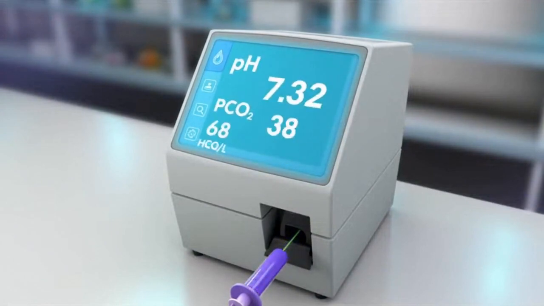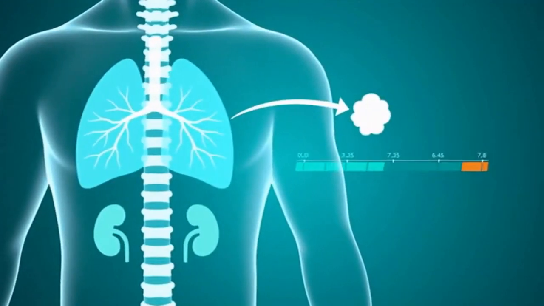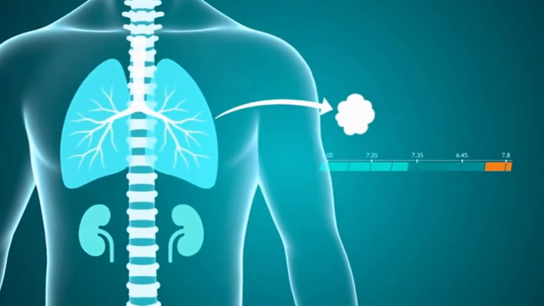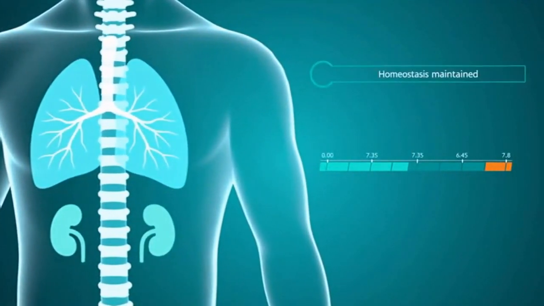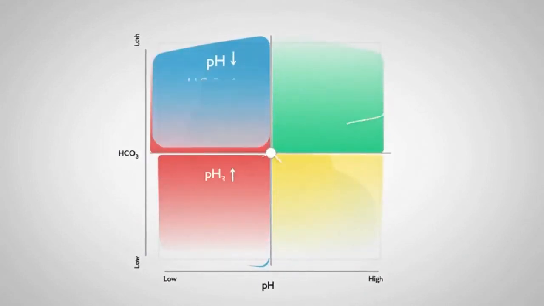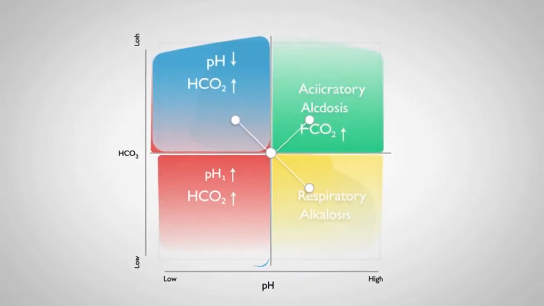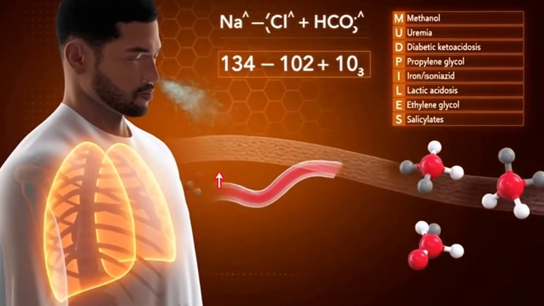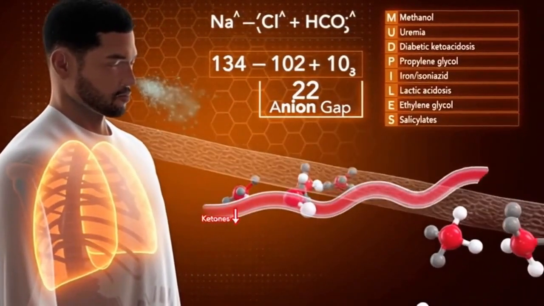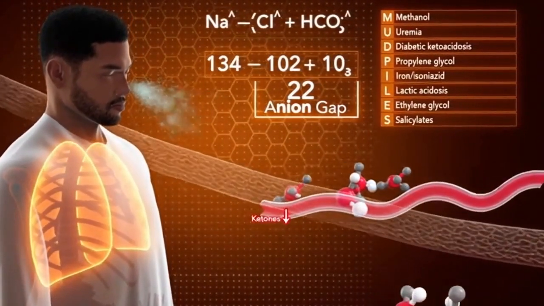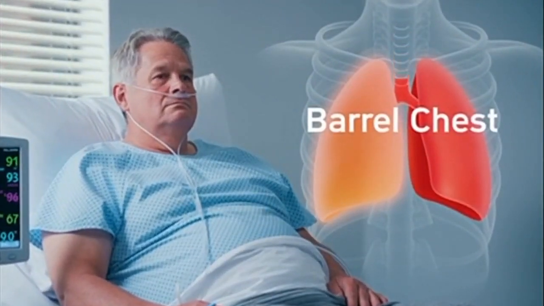In metabolic acidosis, the most important next step is calculating the anion gap. Sodium minus chloride minus bicarbonate. Normal is 8 to 12. An elevated anion gap indicates accumulation of an unmeasured acid. The mnemonic MUDPILES captures the causes: methanol, uremia, DKA, propylene glycol, isoniazid, iron, lactic acidosis, ethylene glycol, salicylates.